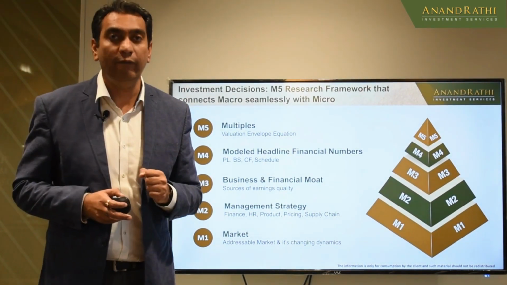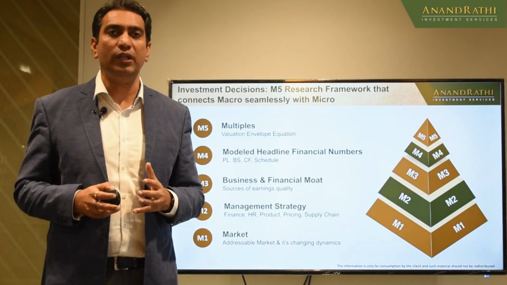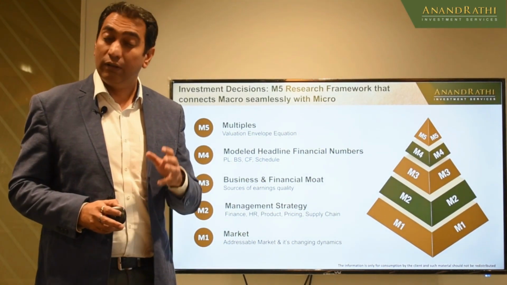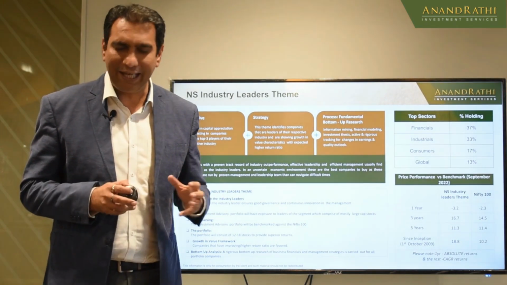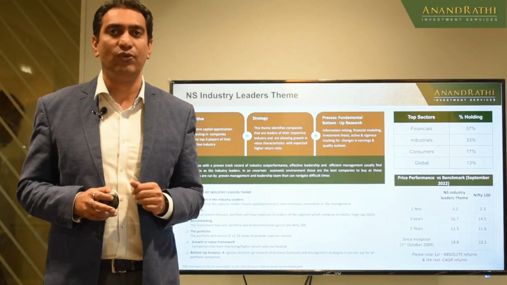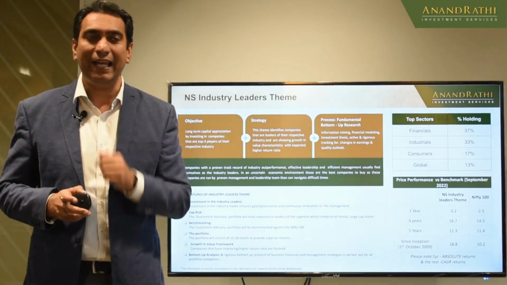And the last in M5 is multiples. What is the valuation they are picking up a particular stock from a sector? So this is the M5 of Narnolia, the main philosophy behind selecting a right stock and generating 20% CAGR return since last 12 years and outperformance of 9%.